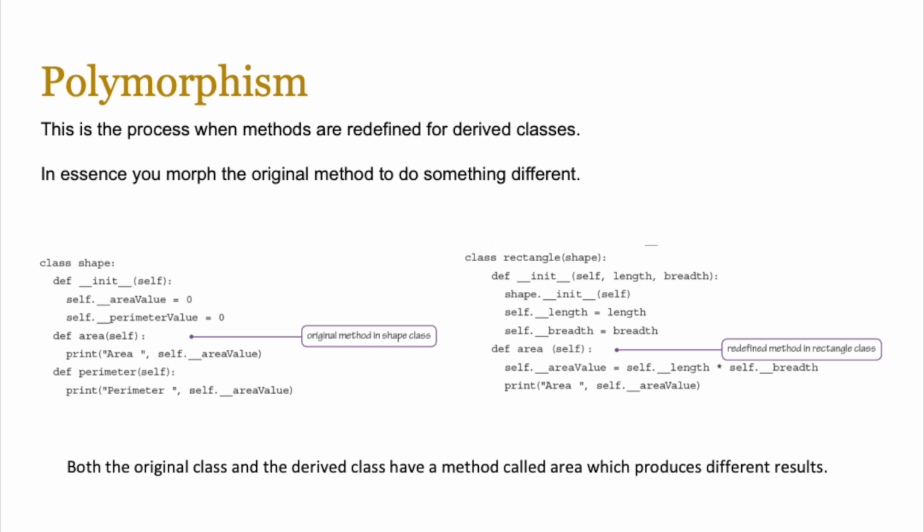So the original area that was in the shape class has been morphed to a new definition in the child class. So both the original class and the derived class have a method called area, which is now going to produce different results. And that's an example of polymorphism.